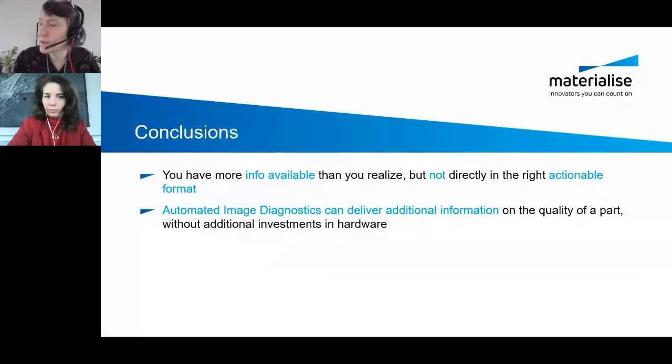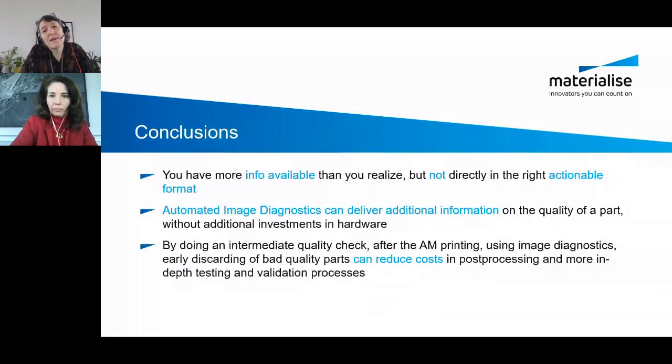And the nice thing is, often these cameras are already in there, so you don't need to make additional investments in hardware. You just need good software on it. And we've seen that by doing that intermediate quality check directly after the printing, and doing an early discarding of bad quality parts, you can avoid, in certain cases, sending money down the drain and having useless costs.